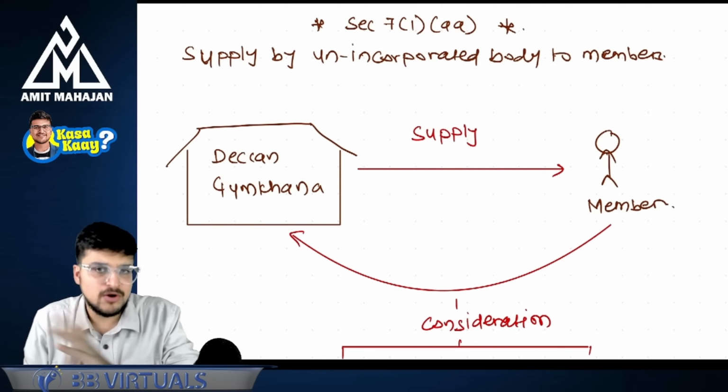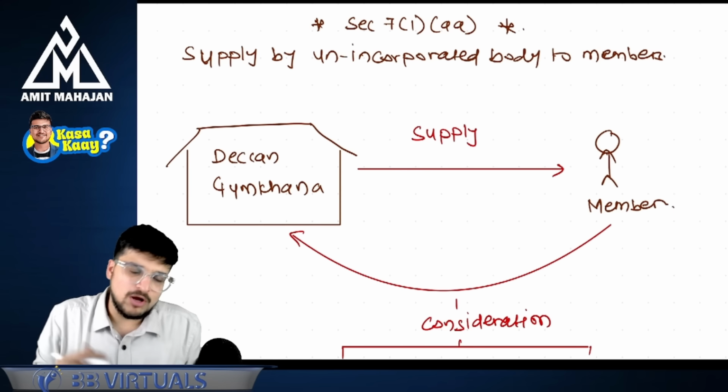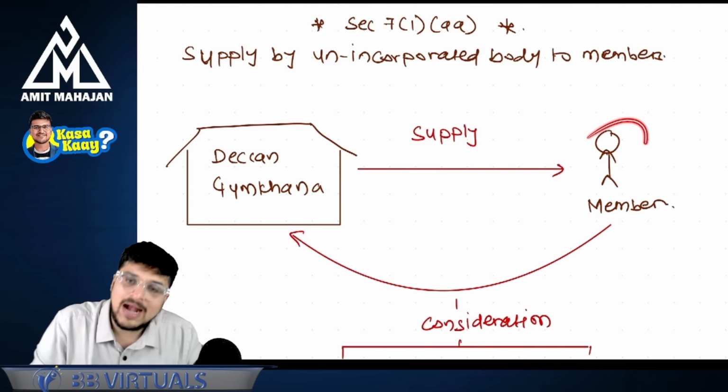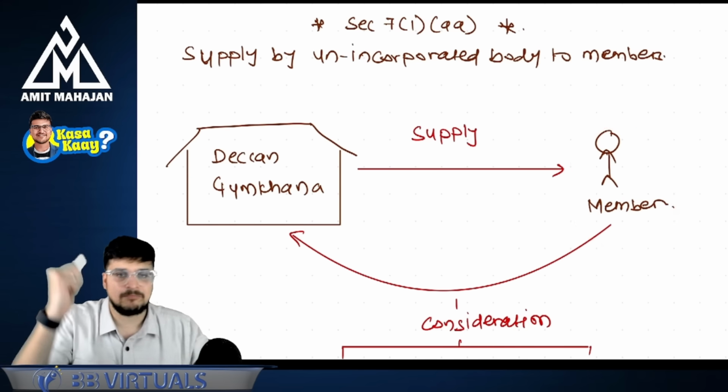Because before the introduction of this section, a stand was taken that Gymkhana, that is the unincorporated body, and its members are the same. So any supply between them should not be taxable. But they said it is not like that. When an unincorporated body provides any supply and consideration is charged, it will be considered as supply. Understanding? The members and Deccan Gymkhana, that is the unincorporated body, are both different. Okay, sir. No problem. Let's move ahead with the next point.